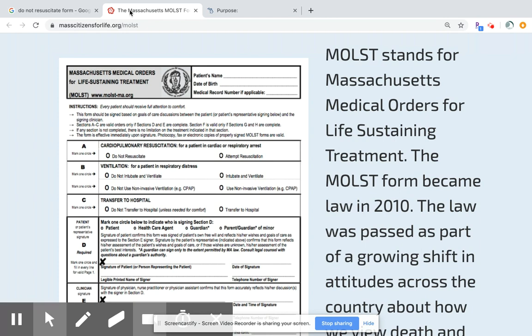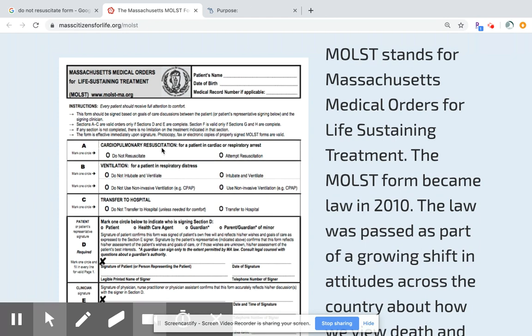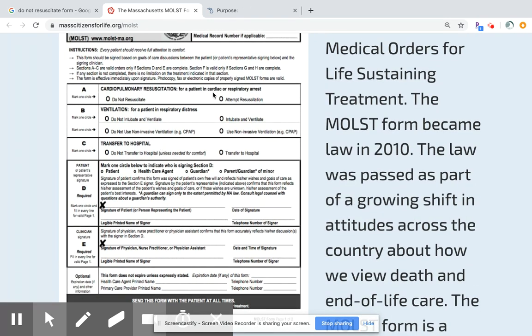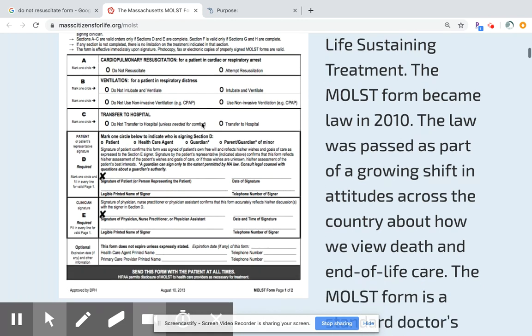So this one in Massachusetts, I wanted to pull this up as an example that they can choose what they want and what they don't want. So they could choose to have resuscitation attempts with ventilations or medications, right? So here, cardiopulmonary resuscitation. Do not resuscitate or attempt resuscitation.